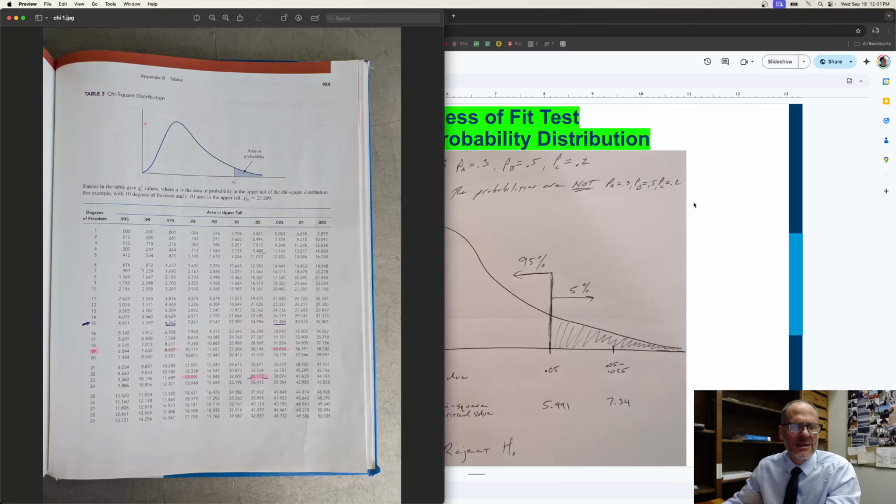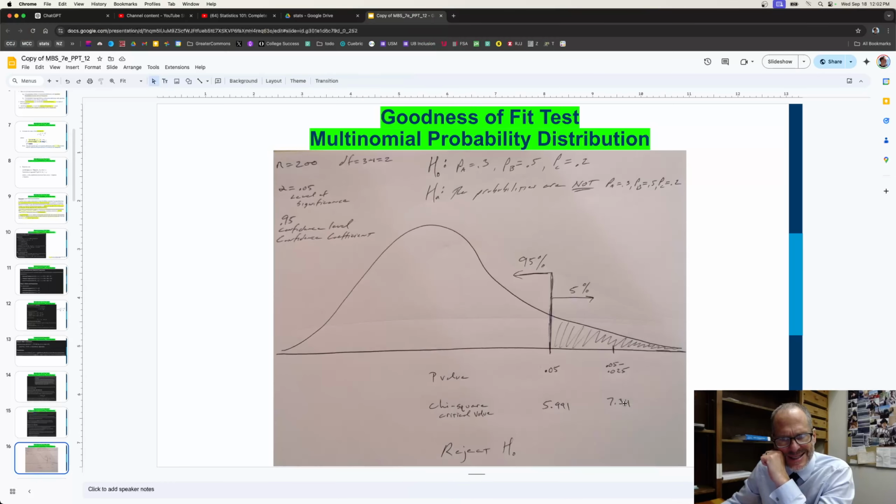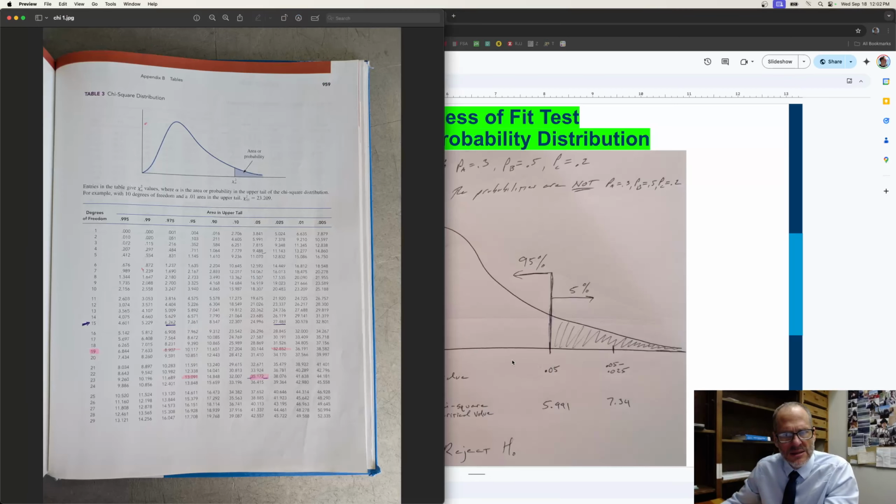multinomial probability distribution, then we've got 2 here, and at 0.05 is 5.991. So it's 2 degrees of freedom, and the area in the upper tail, our alpha, is 0.05, so 5.991 is our critical value. So we have our test statistic, we have our critical value, we have our p-value for our level of significance, and now all we need is the p-value for 7.34.